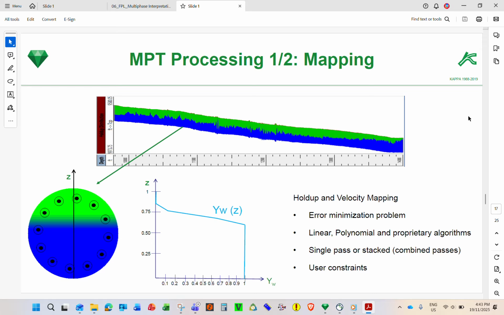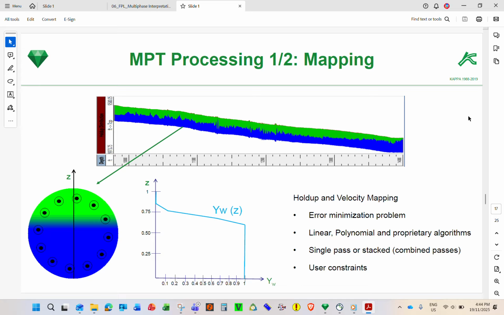So you can have linear, a straight line between points. Polynomial, so you get a smoother transition, something like a smoother line. Proprietary is the slow machine one. So you can have single pass or step or several pass. Like we already seen, there are 2 pass in the horizontal.